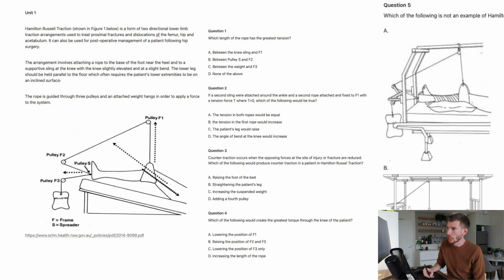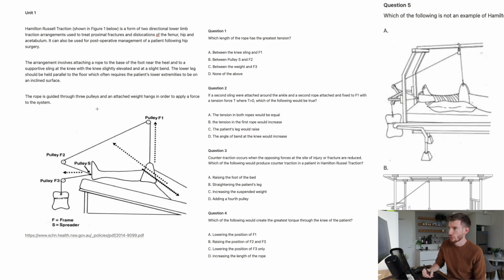The lower leg should be held parallel to the floor. So we can see this would be the lower leg, and the floor underneath the bed is like this. So these two would be parallel to each other, which often requires the patient's lower extremities to be on an inclined plane. And we can see that as well. So outside of the assumption that the leg and the floor are parallel, everything else is actually given in the diagram.